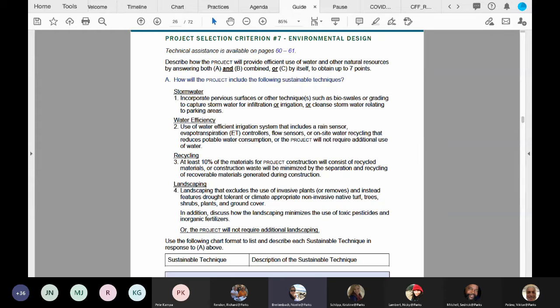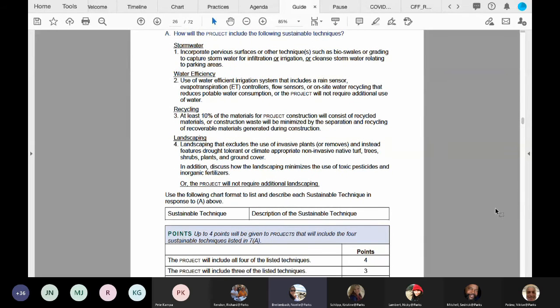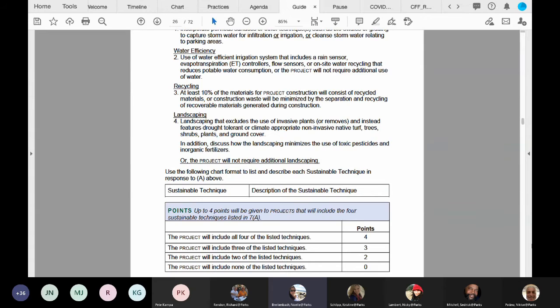So part A is here on page 24. You're going to need to discuss how you're going to include these sustainable techniques: stormwater, water efficiency, recycling, and landscaping. Please do note here, underneath A4 landscaping, you will need to discuss both how you are using drought tolerant or non-invasive plants, and also inorganic fertilizers and the reduction of toxic pesticides. That's something that folks don't always quite catch, that you need to talk about both of these.